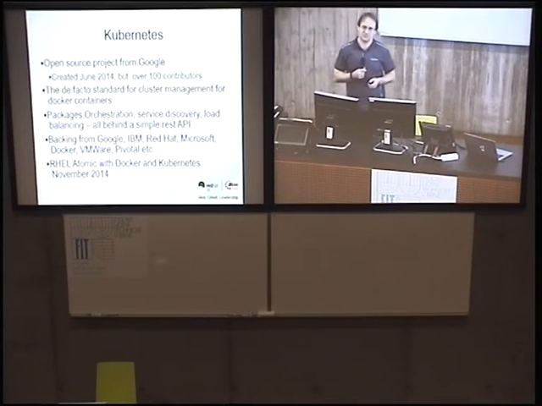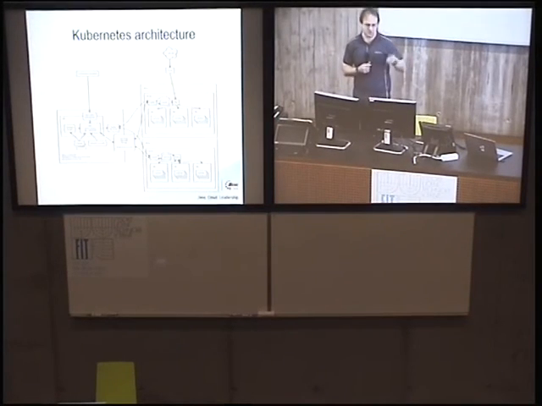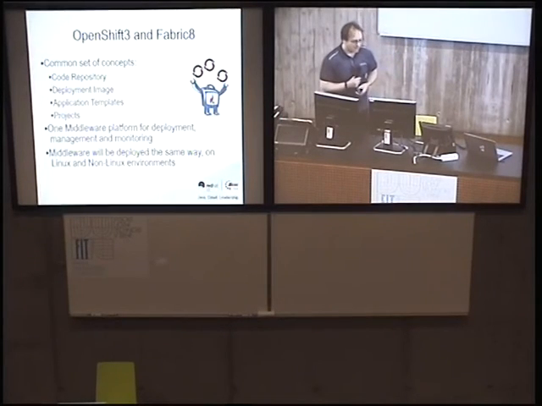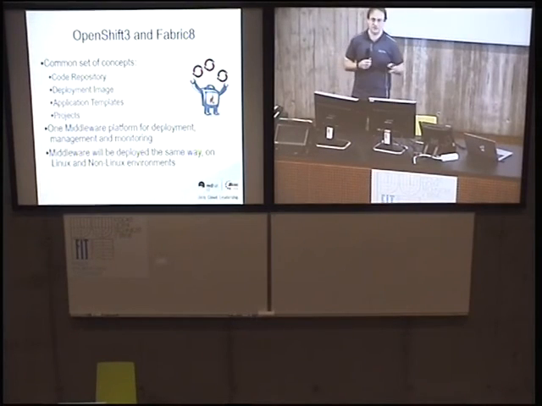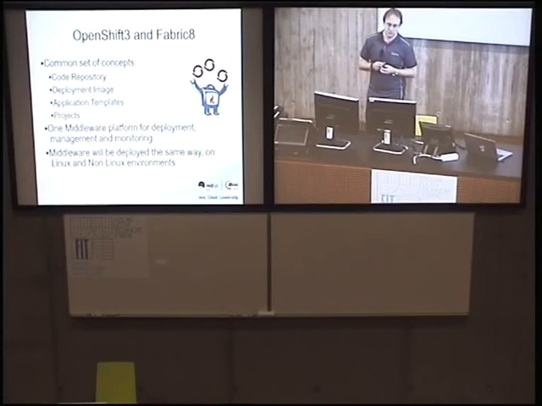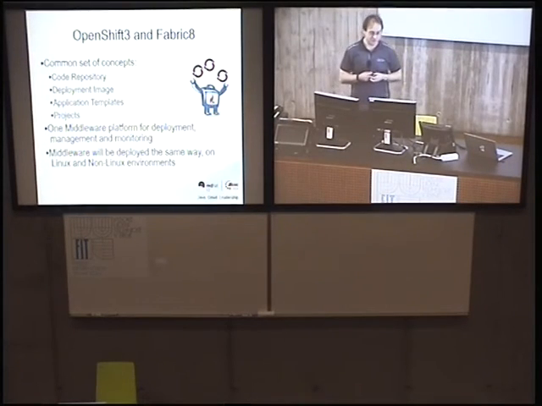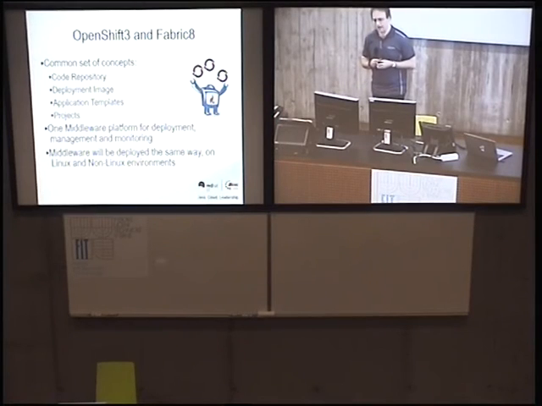It impacts middleware as well. This is a Kubernetes architecture, which I'm not going to have time to talk about. The reason it impacts middleware is for a project called Fabrigate. So Fabrigate has been around, actually it was going before Red Hat acquired the FuSource team, almost three years ago now. It was called Fabric back then.